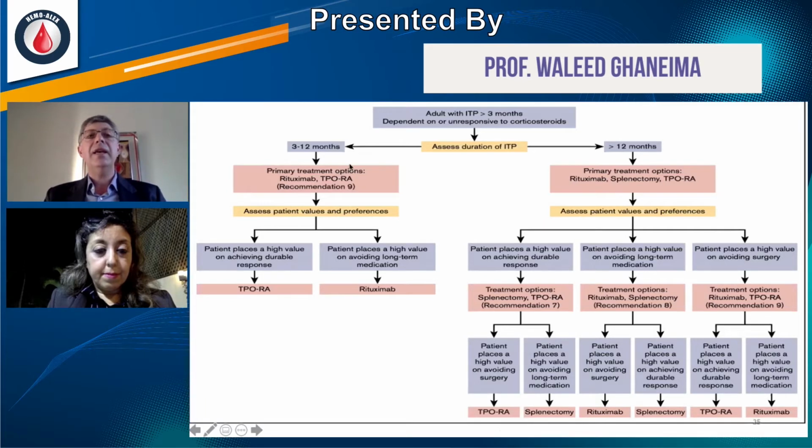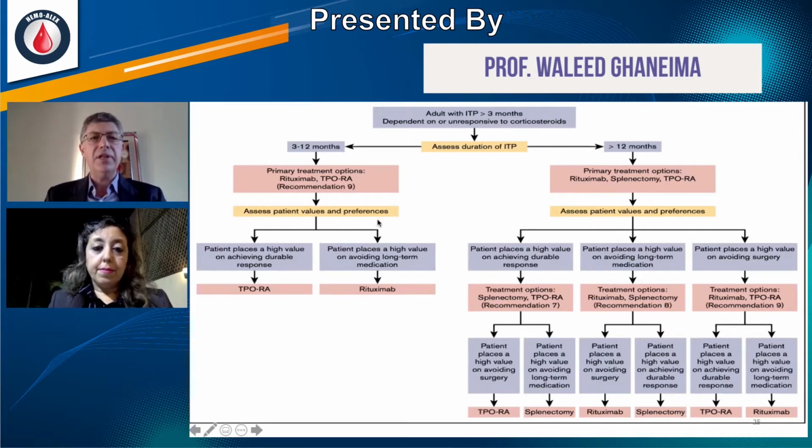So here they are saying, if the patient fails after 3 months, what should we do? The gap between 8 weeks and 12 weeks is not really addressed, so they shouldn't have stated it that way. But anyway, if the patient fails steroids and it's less than 12 months, what should we do? We have two choices, rituximab or TPO. Then you assess the patient's values and preferences. A patient who places high value on achieving a durable response, give TPO. A patient who places a high value on avoiding long-term medication, give rituximab.